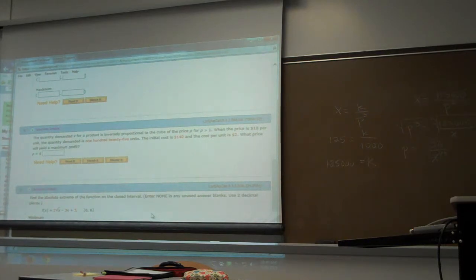Wait, does the x in the denominator become a cube root because you have to cube root the x on the bottom too? Yeah, you got to cube root all of this. Oh, it's the whole thing. Okay.